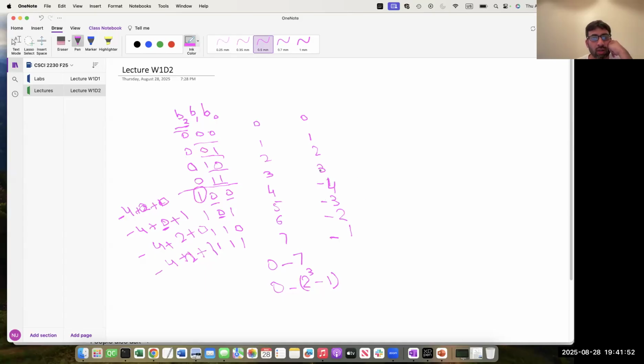So the range is, if you draw it on the number line, in the middle you have 0, on the rightmost position you have 3, and on the leftmost position you have -4. So the range is from 0 to 2 raised to power 3 minus 1. Sorry, let me undo it.